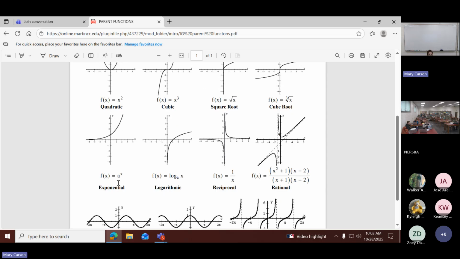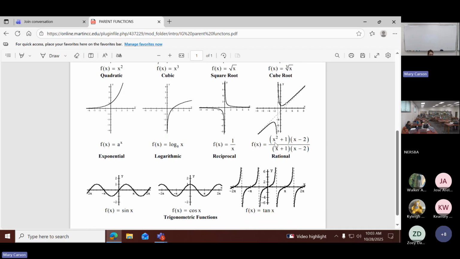And then we haven't talked about exponential or logarithmic. We have talked about reciprocal, which is pretty much the same as a rational function, but they look a little different. But we have done rational functions a little bit, not really graphing them. And then these three are going to be talked about in trig, the trig class 172. I'm going to take that class. So we're not going to do those three.